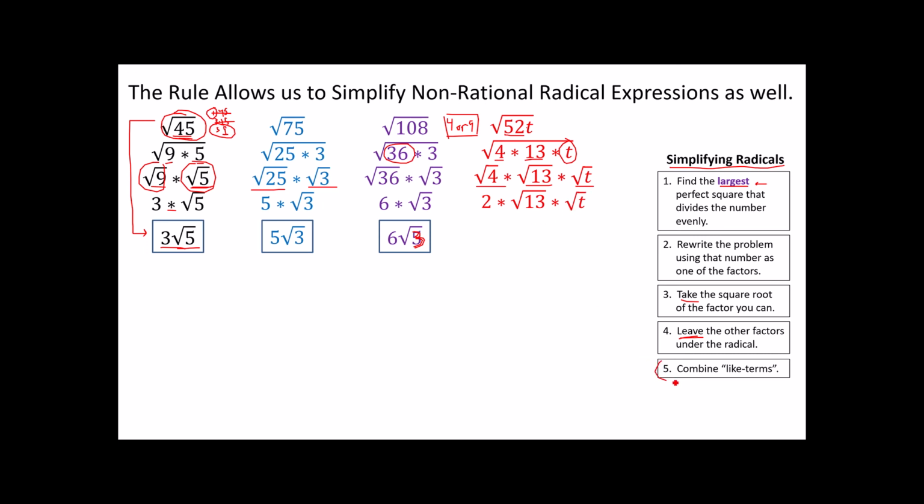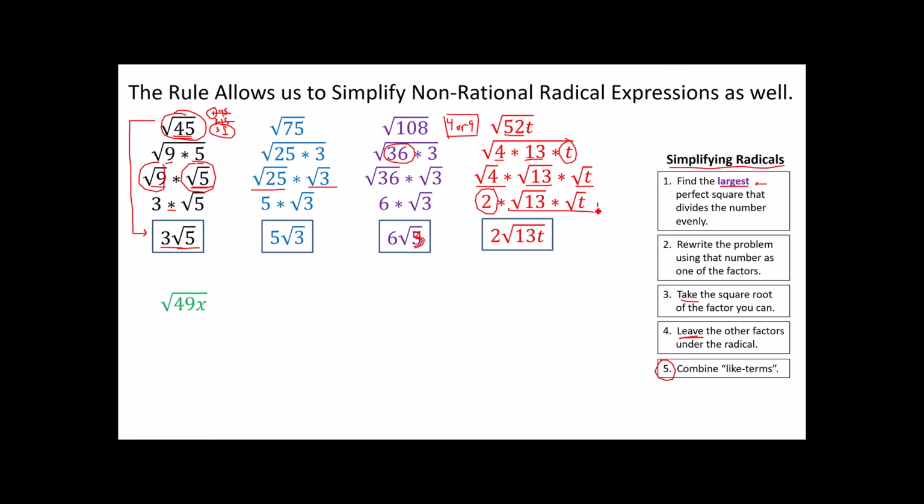Last thing I'm going to do is go through and combine the things that are alike. That means anything that's outside the radical, I'm going to combine. It's just the 2. Anything that's still inside the radical, I'm just going to put back together. And you get 2 times radical 13t.